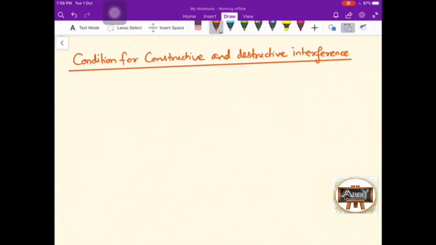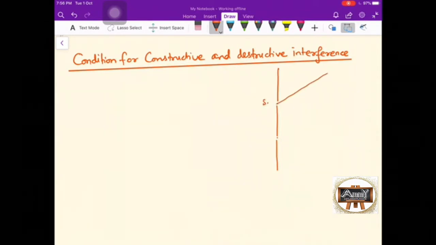In today's video I am going to discuss the condition for constructive and destructive interference. As you can see in the figure, here I have drawn two slits. This is my first slit and this is my second slit. Two waves are coming, one from the first slit, say S1, and another from the second slit, say S2. And these waves are interfering on the screen. Say this is my screen.